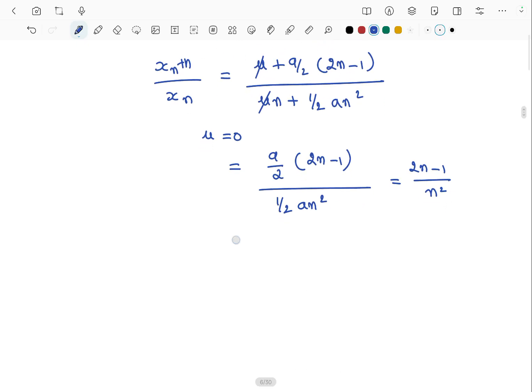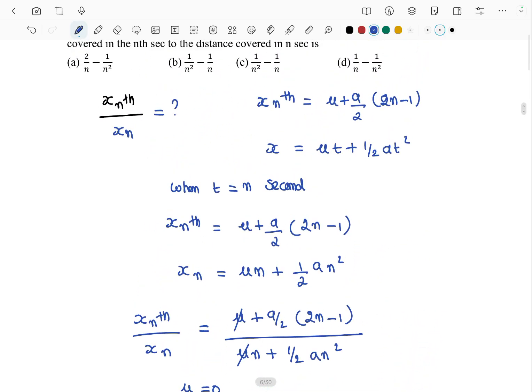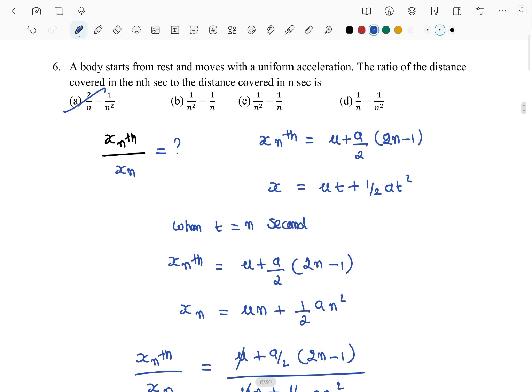Or I can rearrange this and write it as 2n divided by n square minus 1 divided by n square, which is equal to 2 divided by n minus 1 by n square, with the n cancelled. So your option A should be the correct answer.